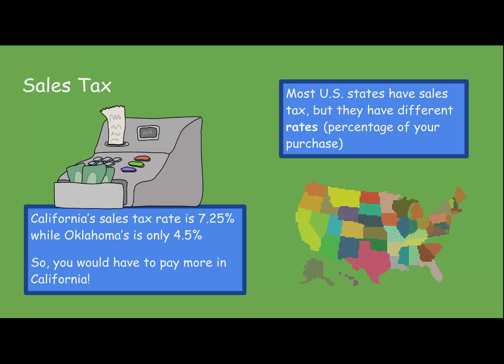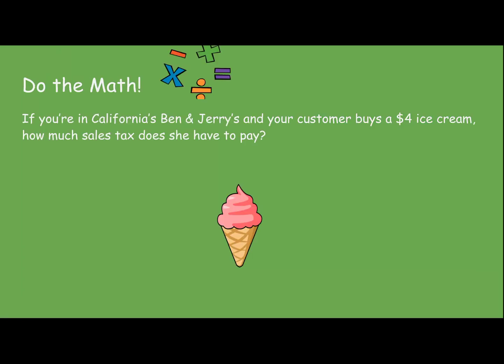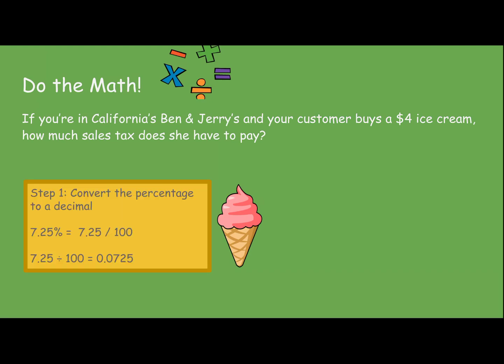Even if you haven't covered percentages yet, you can kind of see how 7.25 is greater than 4.5, and therefore you would assume that California has a larger or higher sales tax rate. So let's do the math. If you're in California's Ben & Jerry's and your customer buys a $4 ice cream, how much sales tax does she have to pay? So step 1, converting the percentage to a decimal.